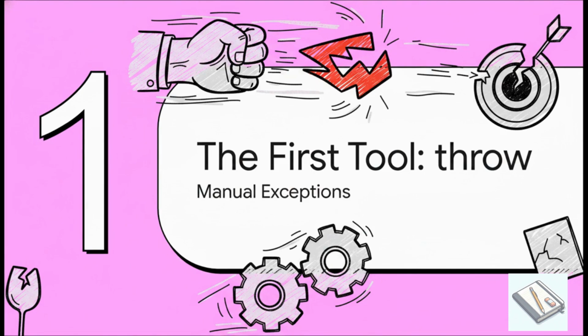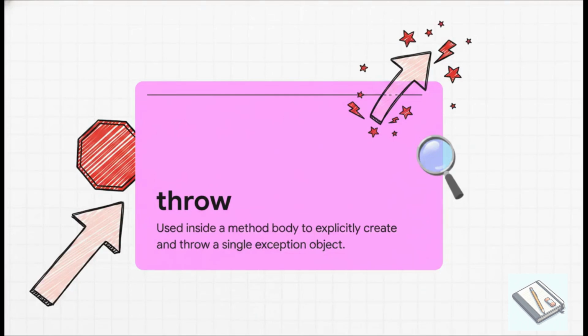I want you to think of throw as the action word. It's what you use when you want to actively, manually make an exception happen. So the throw keyword goes inside a method's body. Its whole job is to stop everything in its tracks and shout, hey, something went wrong right here, right now. And you always follow it with a brand new exception object to tell everyone exactly what that problem is.